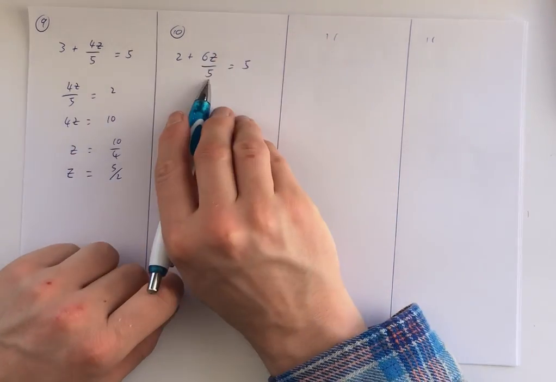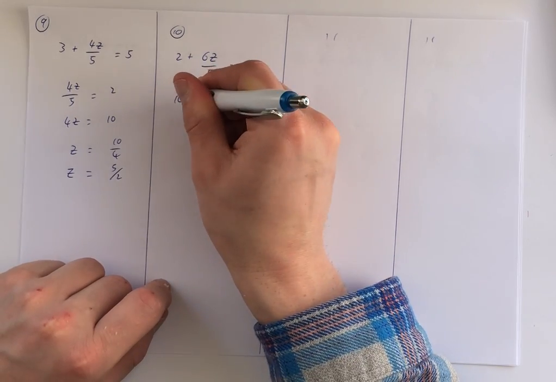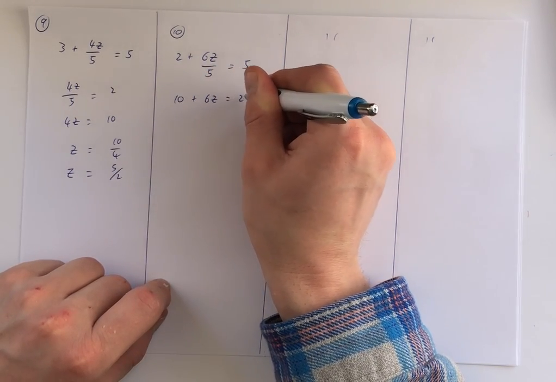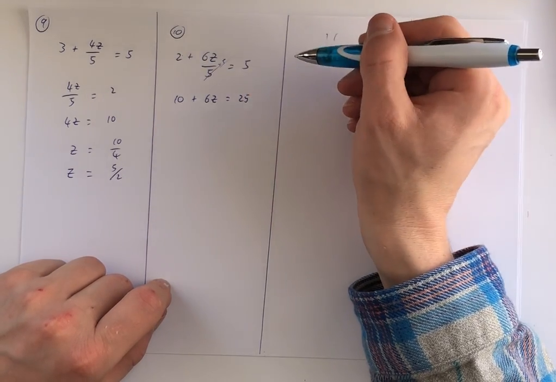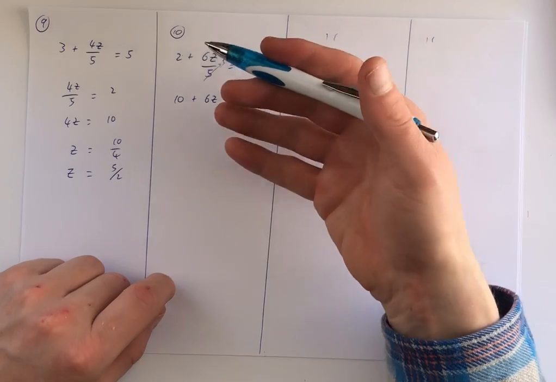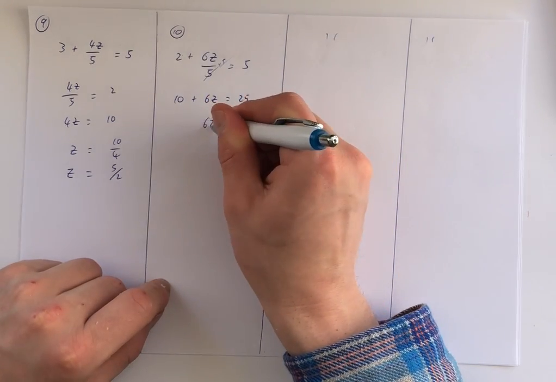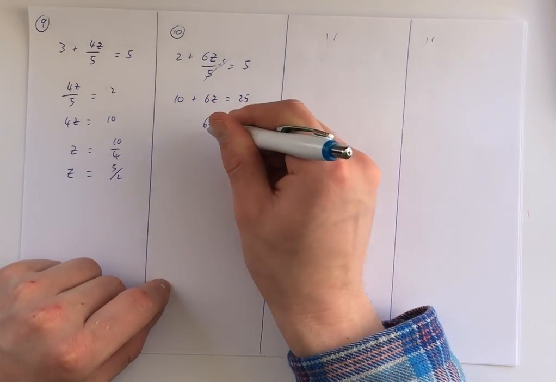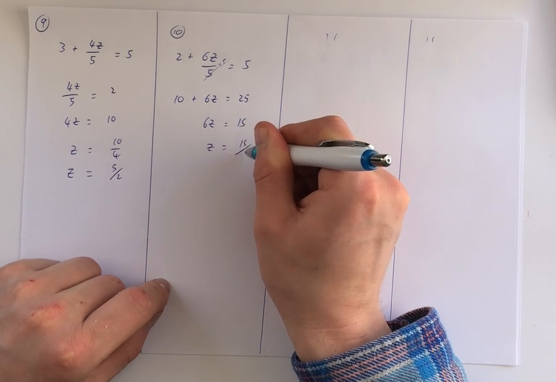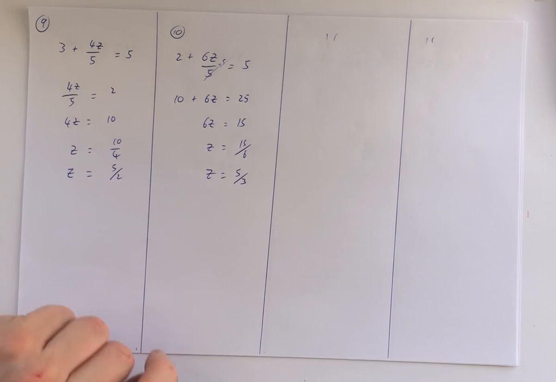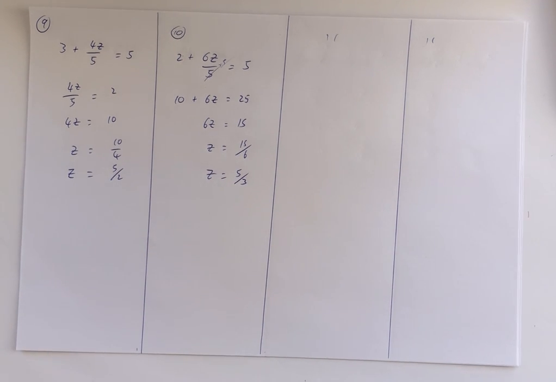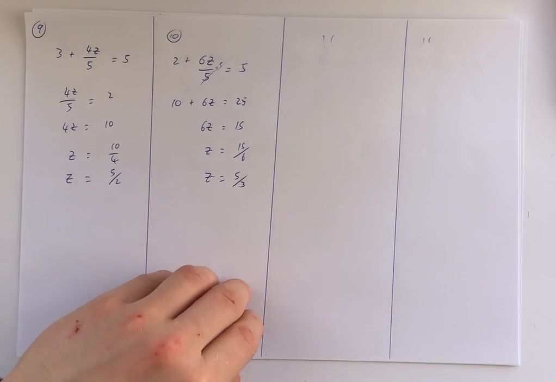What I could do is I could actually multiply everything by 5 first. So that 10 plus 6z is 25. Multiply by 5, 10. Multiply by 5, cancels out. Multiply by 5, 25. Now I could subtract 10, so that 6z is 15, and then divide by 6. z is 15 over 6, but it's actually 5 over 3. Okay, so that is 10 examples now of solving with an unknown variable on one side of the equation.